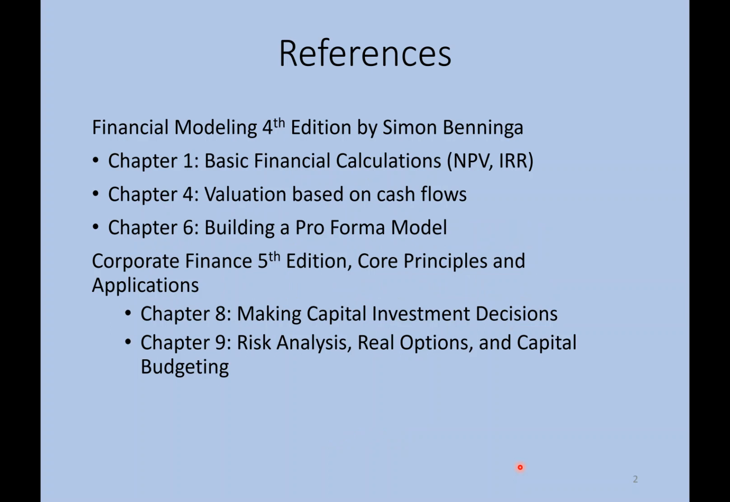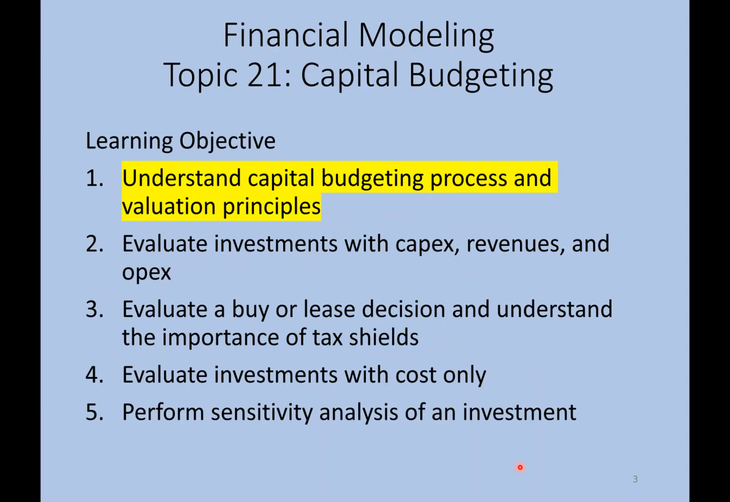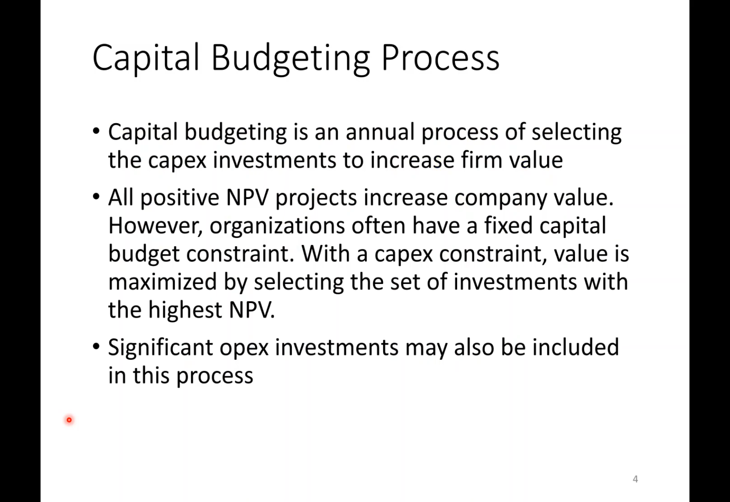I'm going to use a lot of examples actually from that textbook that I use in my other courses in Core Finance. So our learning objectives will be 5 sections. We're going to understand capital budgeting process and valuation principles. We're going to evaluate investments with CapEx, revenue, and OpEx. Then we'll evaluate buy and lease decisions and talk about the importance of tax shields. We'll evaluate investments with cost only, and then perform sensitivity analysis.